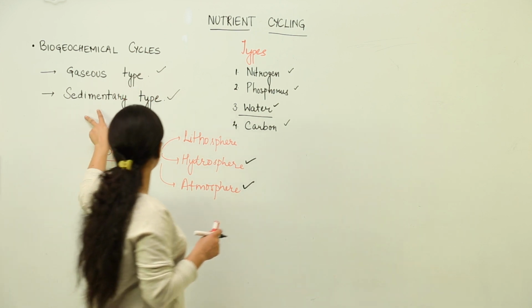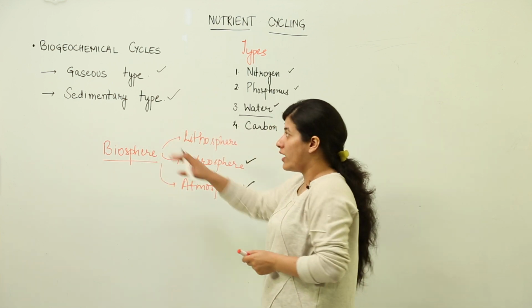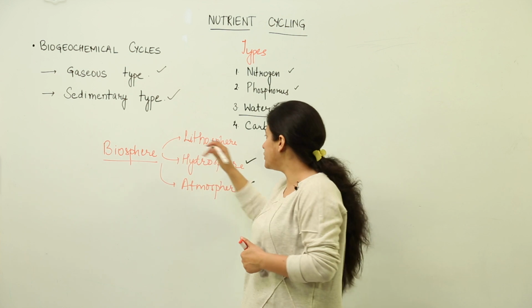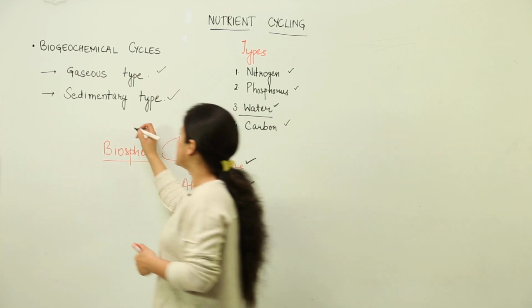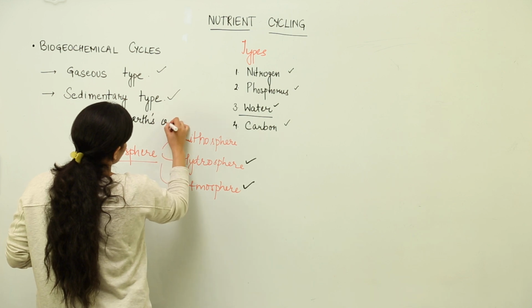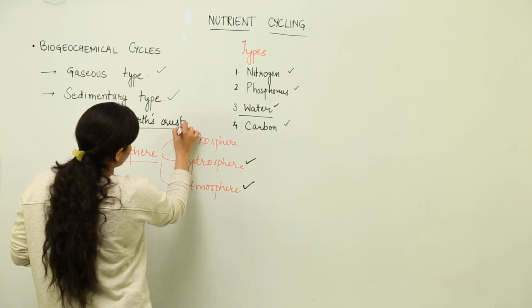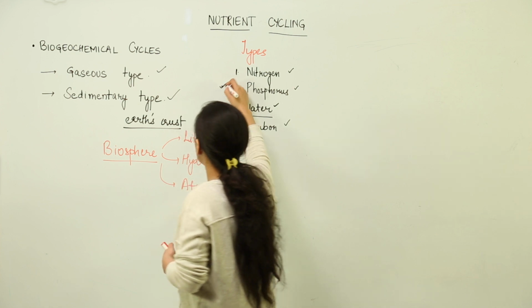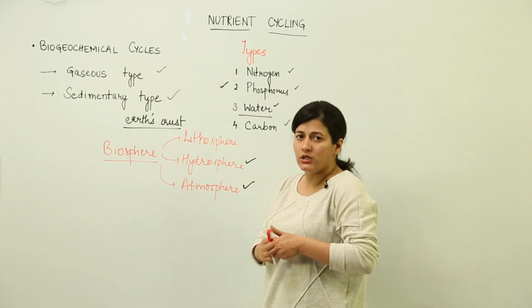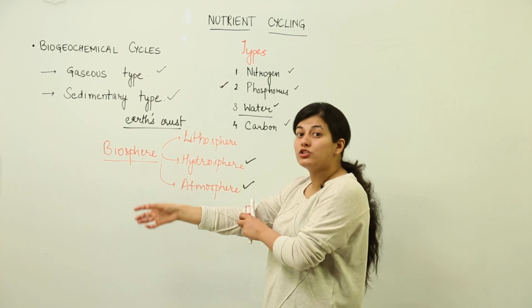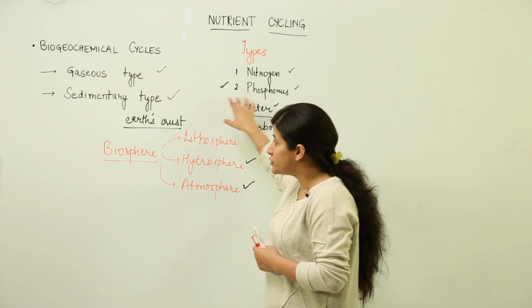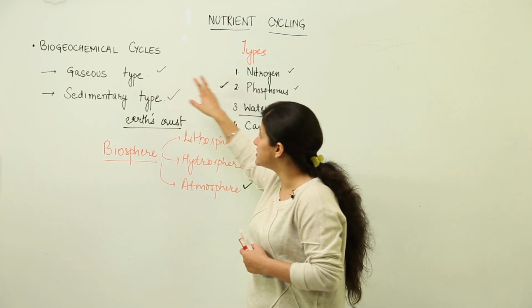Then we have another type, that is the sedimentary type, where the entire source, if not entirely, then most of the source, would be present in Earth's crust. Alright. The nutrient's main source would be Earth's crust. Suppose I am talking about phosphorus. You don't find phosphorus in air, you don't find phosphorus in water. All you're going to witness is phosphorus-rich rocks. So basically, phosphorus is the sedimentary type and nitrogen is the gaseous type.